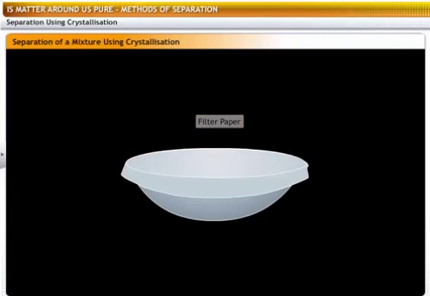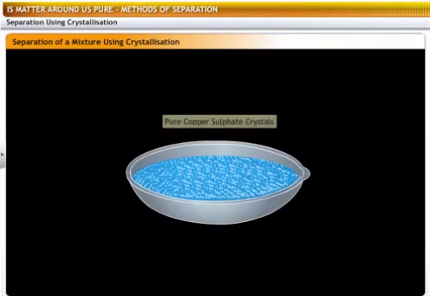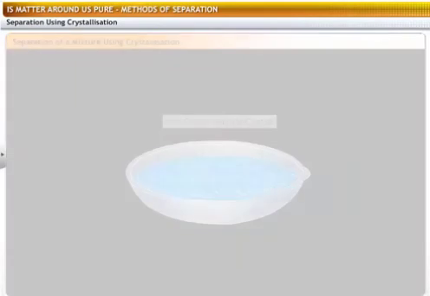Cover the solution with a filter paper and leave it at room temperature to cool for a day. Don't disturb the setup. After a day, you will find crystals of copper sulfate in the dish. This time, the crystals will be pure. This process is called crystallization. It is used to purify solids.